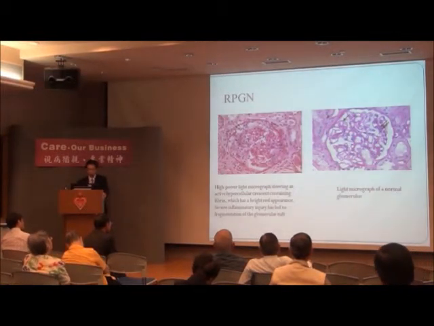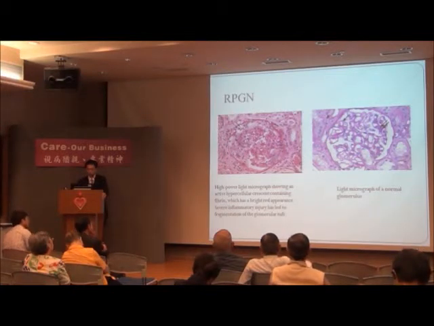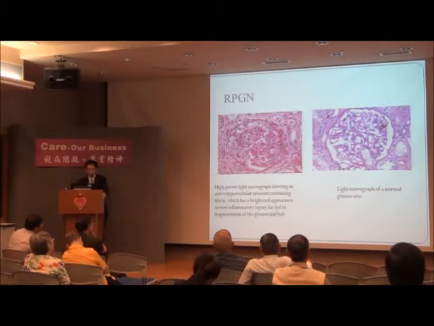In light microscopy, we can see, on high power, an active hypercellular crescent containing fibrin, which has a bright red appearance. The inflammation has led to a fragmentation of the glomerular tuft. We can see this is a normal glomerulus in comparison.